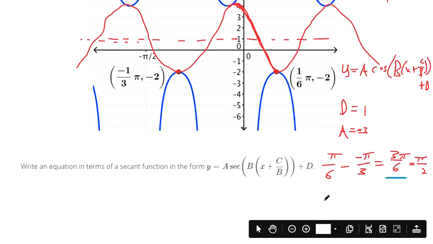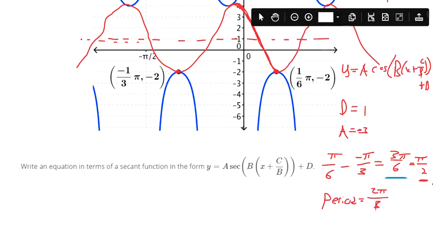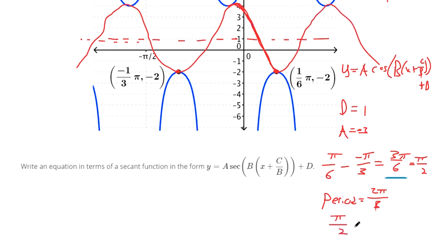And for cosine, to find out what b is, the period equals 2 pi divided by b. We just found out the period. The distance on the x-axis until we start repeating ourselves is pi over 2. So if you solve this equation for b, you'll have b for our graph, which comes from our period. So divide both sides by pi, multiply both sides by b. You get 1/2 b equals 2. In other words, b equals 4.